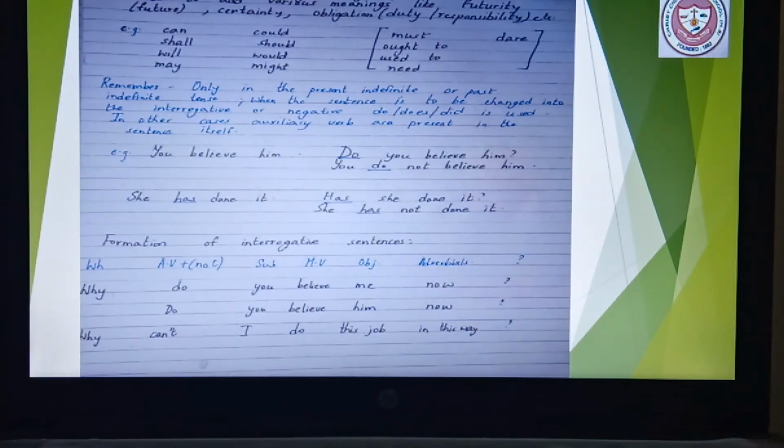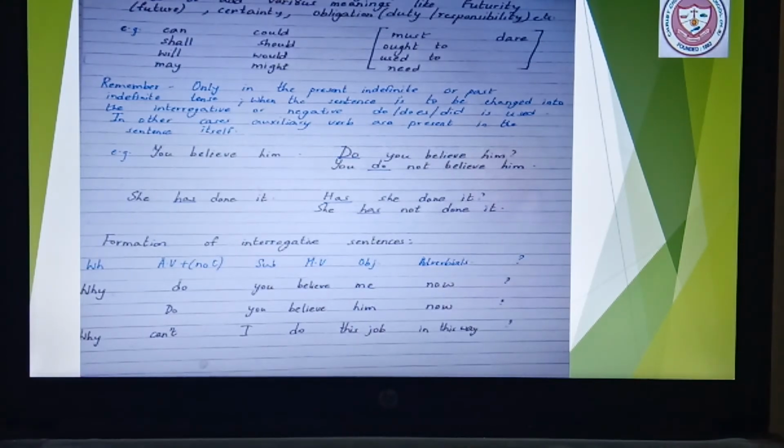Why can't I do this job in this way? Why, WH word. Can't is cannot, the abbreviated version. Can't. I, subject, main verb, do this job, that is the object.